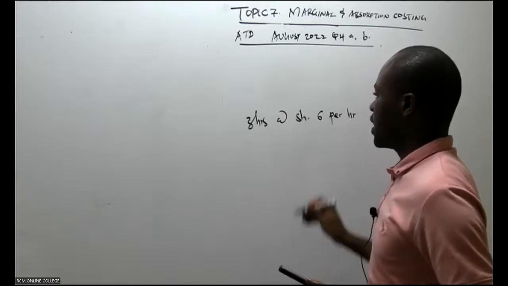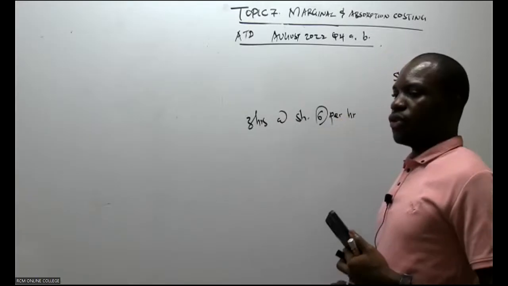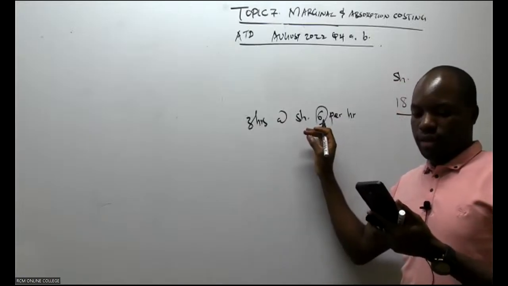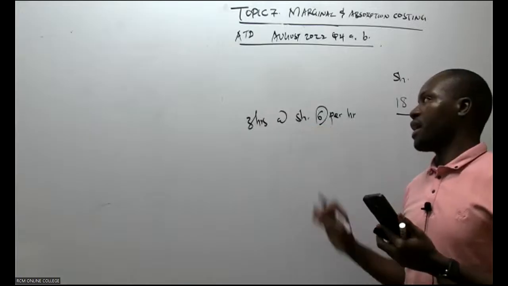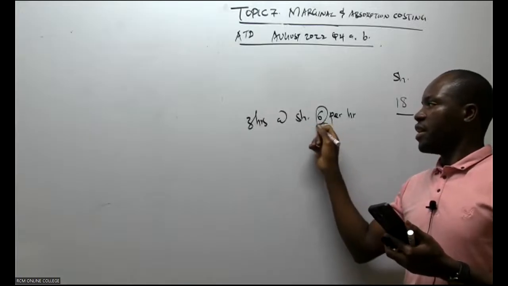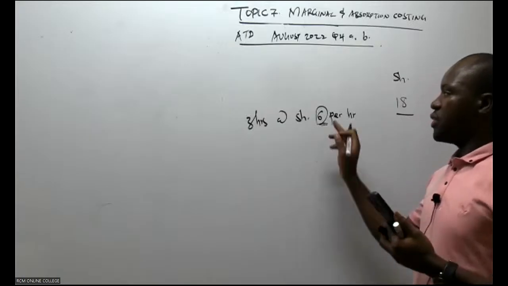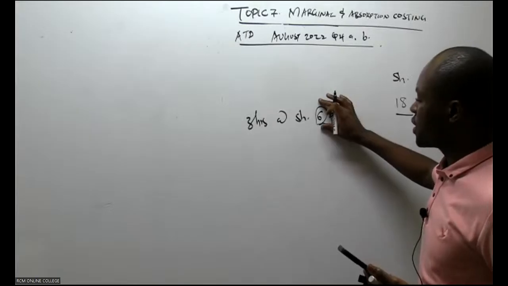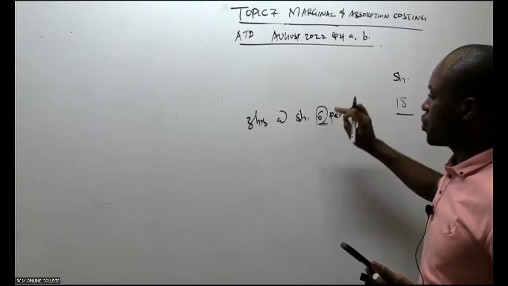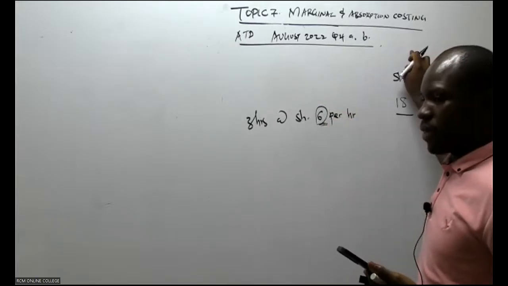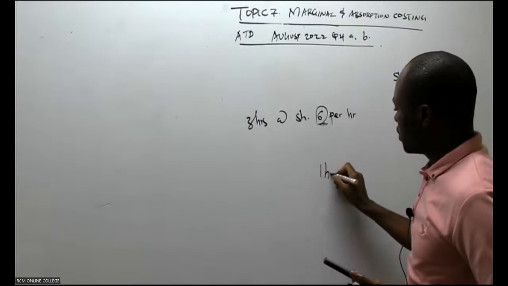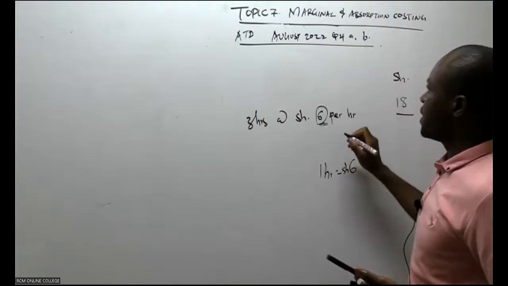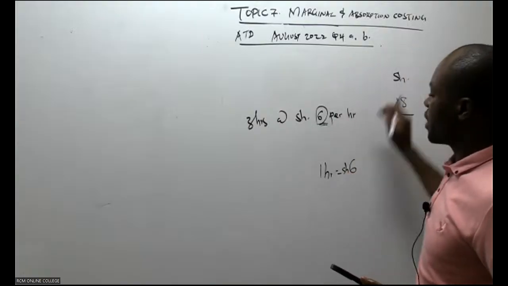Somebody will be confusing this and checking this one here as the cost per unit. This one here is the cost per hour, but not cost per unit. 1 hour is equal to 6 shillings. But this particular product Z requires 3 hours.